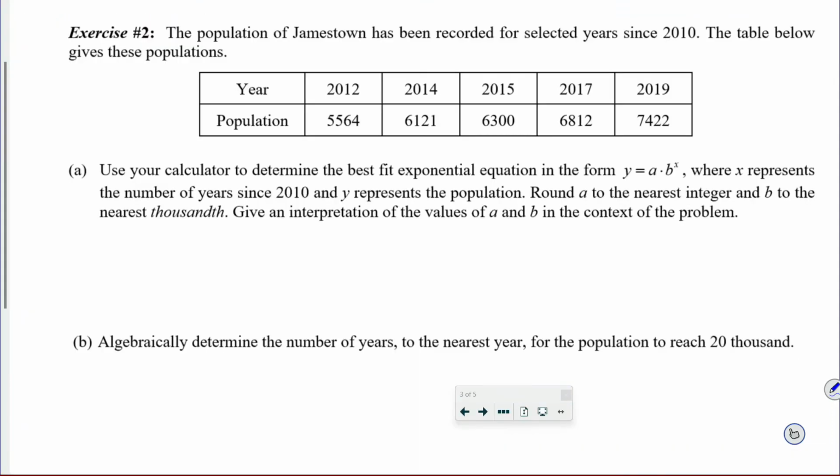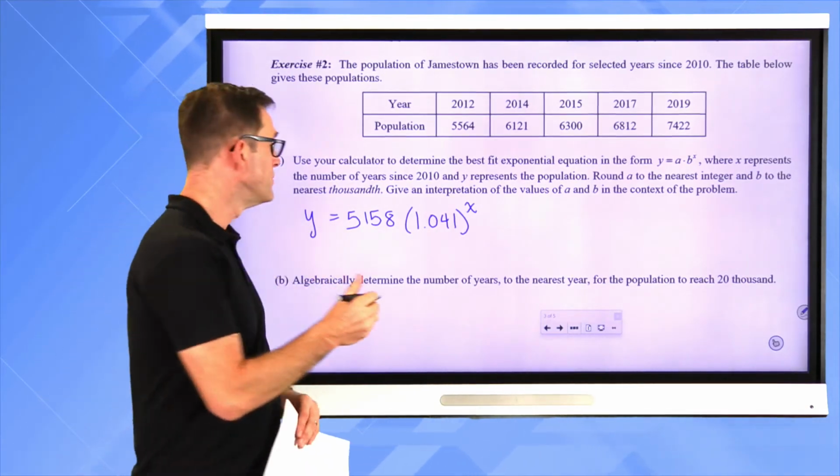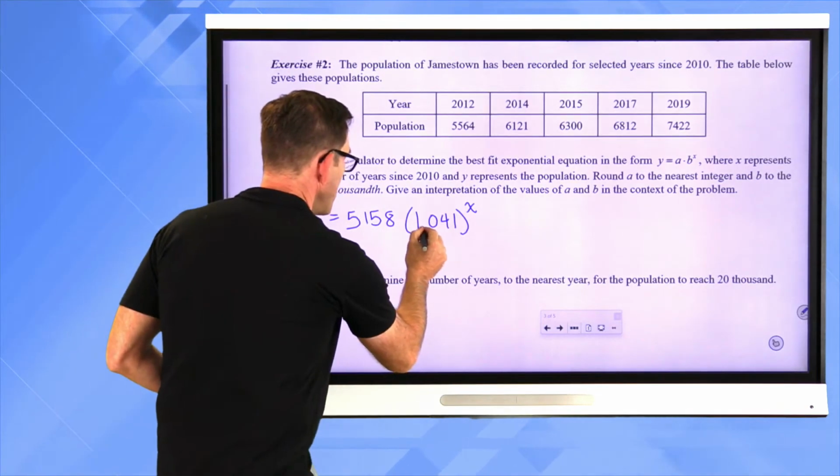So let's get that thing in there. Let's go back to our full screen. Our equation is going to be y equals 5,158 times 1.041 to the x. Great. Now, let me make that decimal point a little bit better.